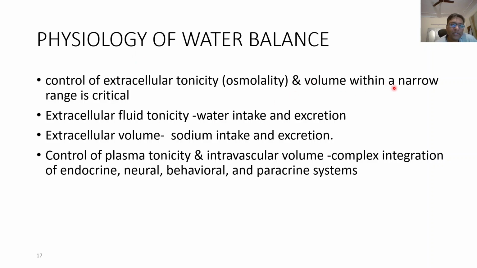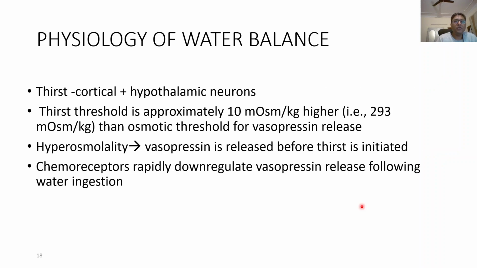So control of water balance, again physiology: extracellular tonicity, osmolality, has to be kept within the normal range. Extracellular fluid tonicity depends on water intake and excretion. Extracellular fluid volume also depends on sodium intake and excretion. But the overall control of tonicity and volume depends on a complex interplay of hormonal, neural, and paracrine systems. We have discussed that the threshold for thirst is higher than for vasopressin release. So whenever there is hyperosmolality, vasopressin is released first before thirst is initiated. Thirst stimulation happens later.